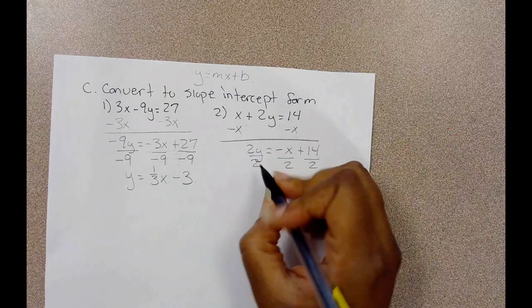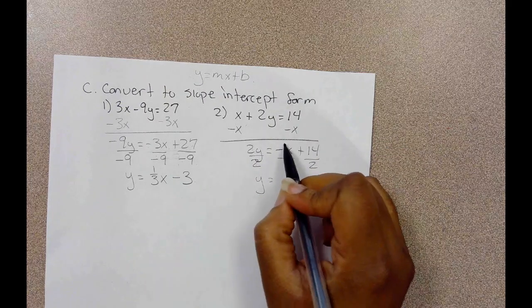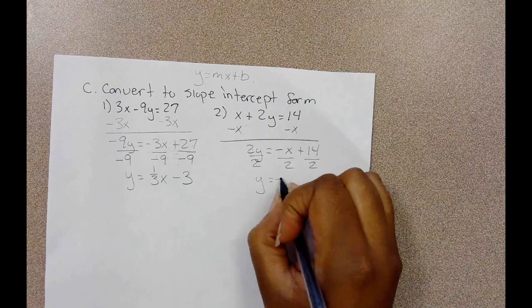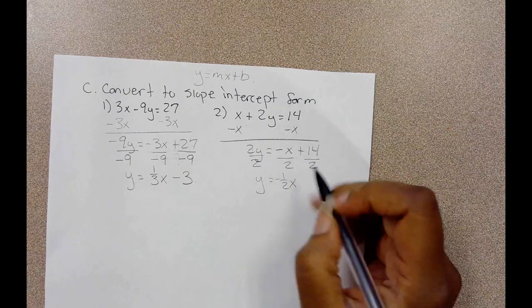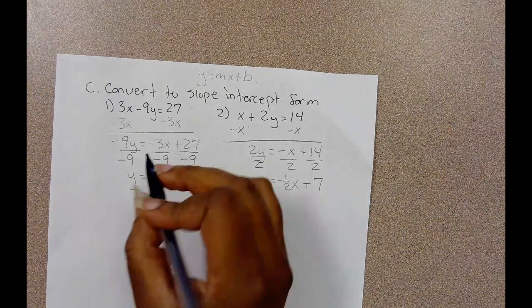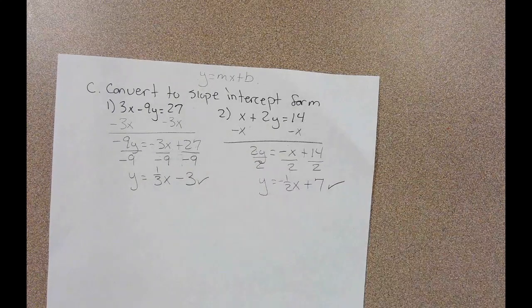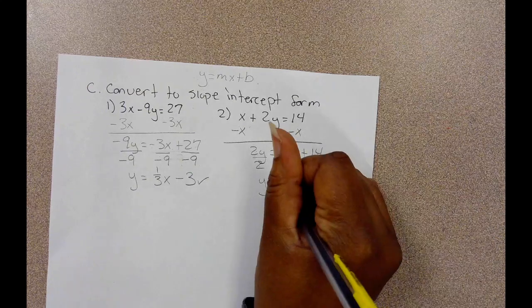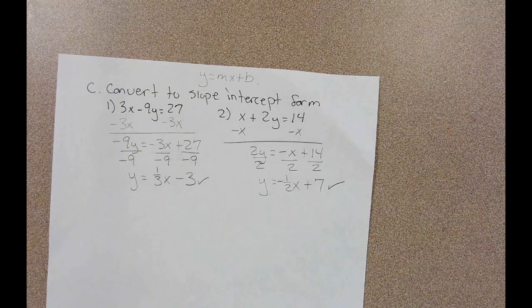2 divided by 2 gives me my y. Negative 1 divided by 2 is negative 1/2. And 14 divided by 2 is 7. So there, I have my equation, or slope-intercept form, excuse me, of x plus 2y equals 14.